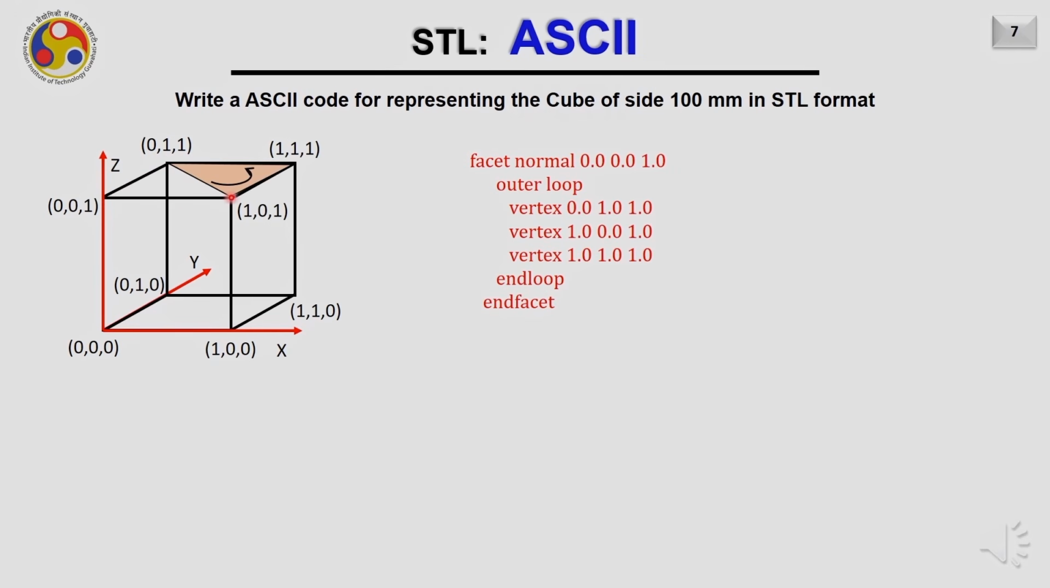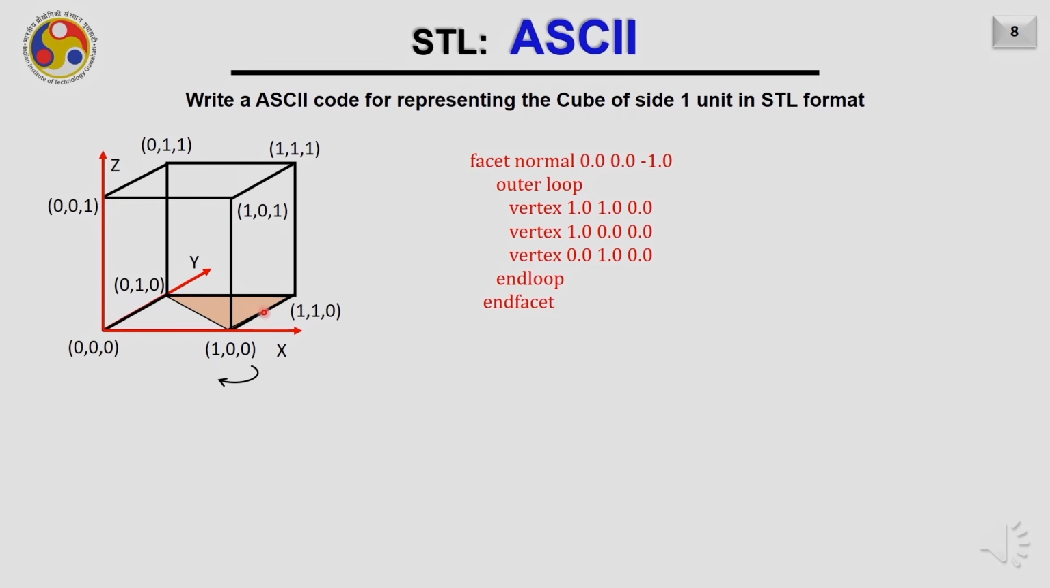Similarly, this particular triangle will also have the same facet normal, which is 0, 0, 1, and hence by following the counterclockwise direction we can write the vertices. If we start from 0, 1, 1, then next will be 1, 0, 1, and then next will be 1, 1, 1.